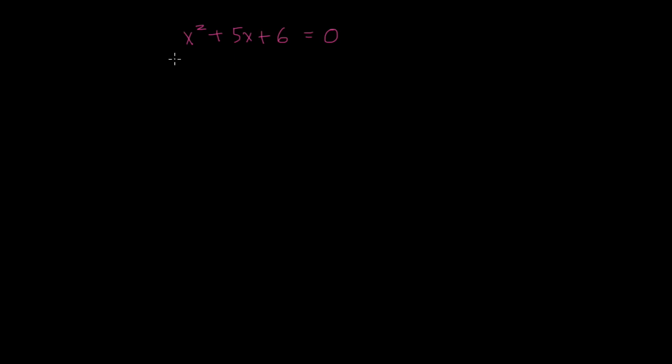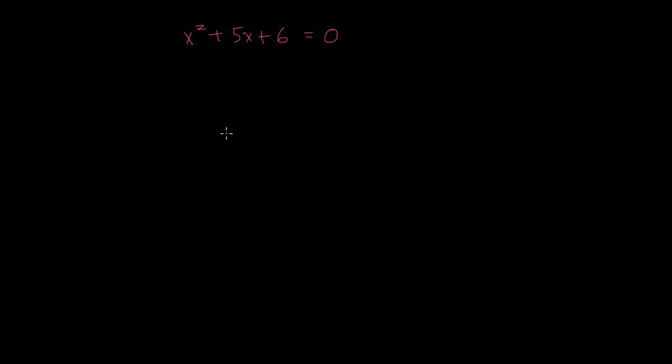The first thing you have to do when you see a quadratic is you want to see if you can factor out any common terms. So here I have an x squared, so the coefficient here is just a 1. Here my coefficient is 5, and here it's a 6. So there's really nothing in common I can take out, so I'm just going to continue.